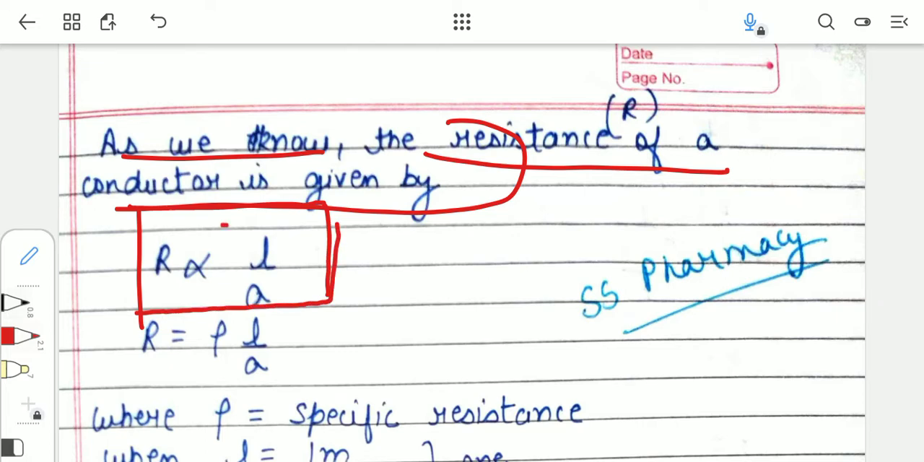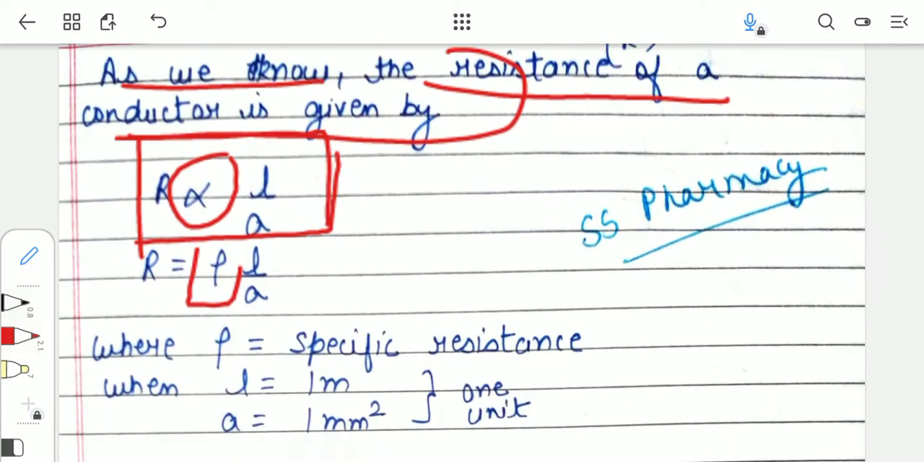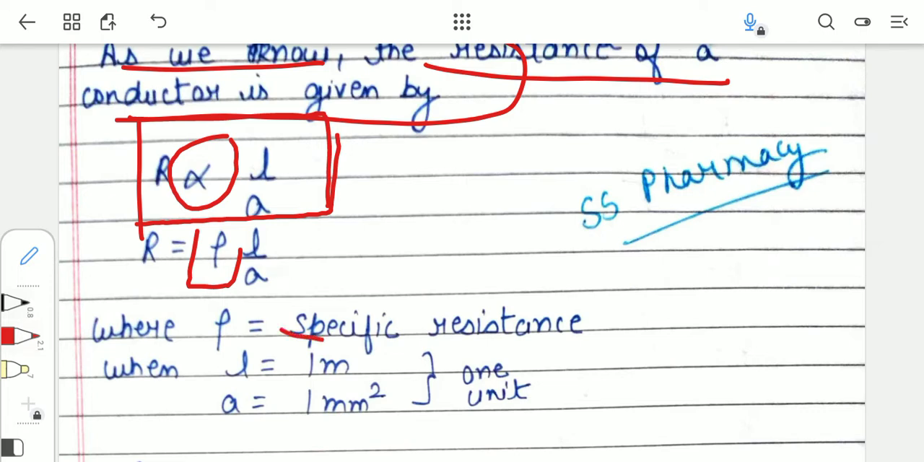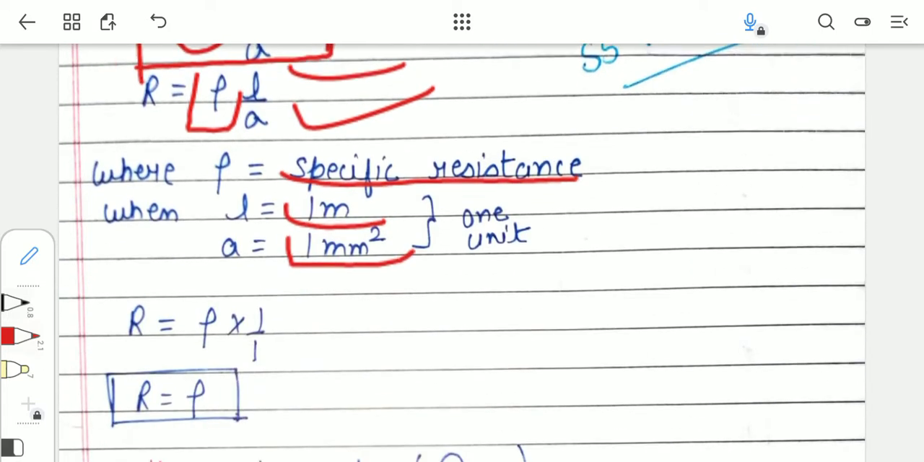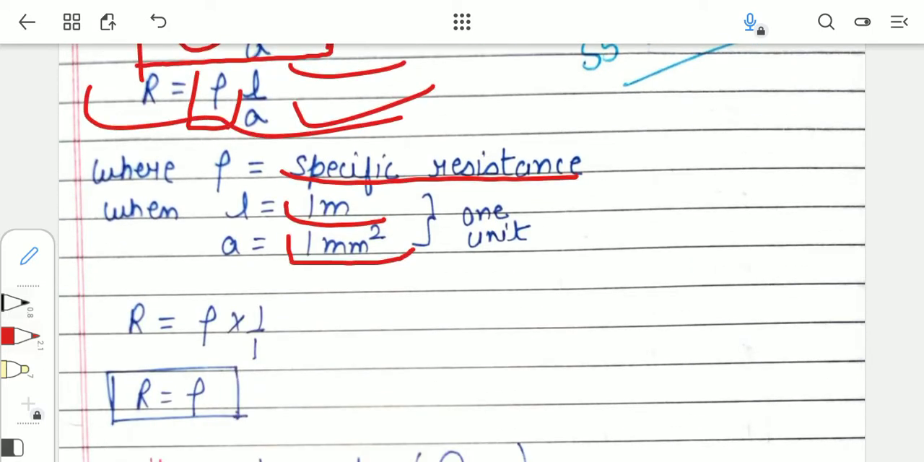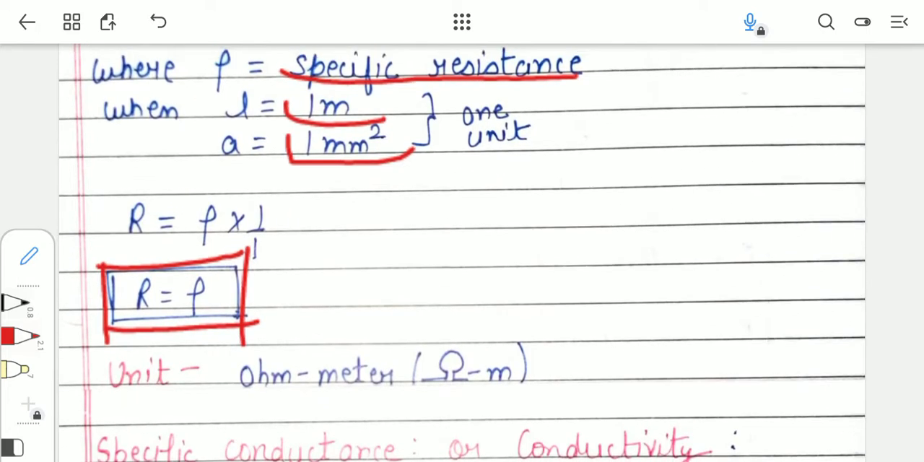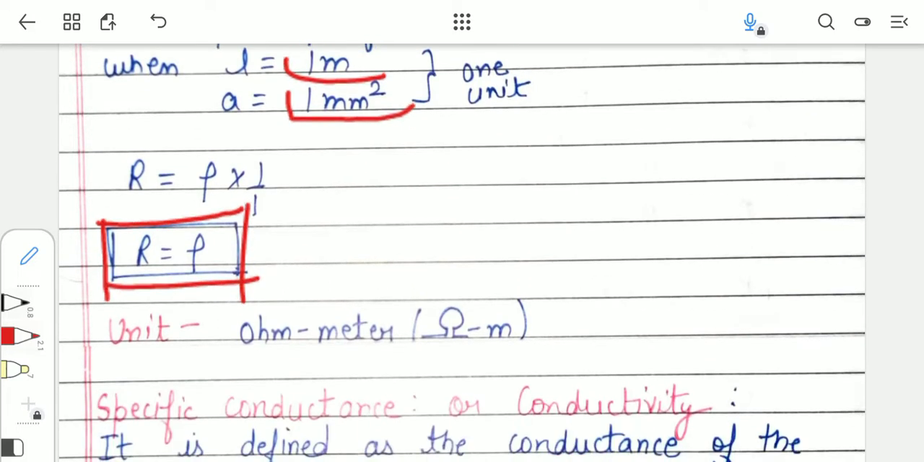If we replace this proportionality sign by an equals sign, we will get here rho, and this rho is our specific resistance. In specific resistance, we know that the length and the area are unity. So length is 1 meter and area is 1 mm square. By putting this value in this equation, finally we will get that our resistance R is equal to our specific resistance. This is how we derive its unit. So the unit for the specific resistance is ohm meter.